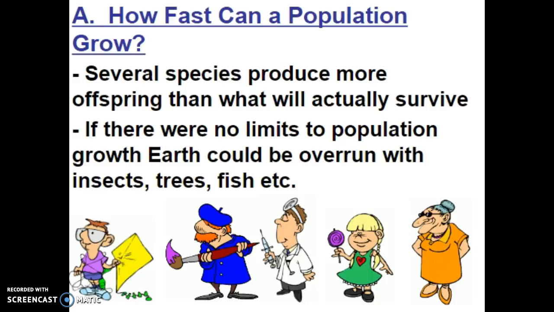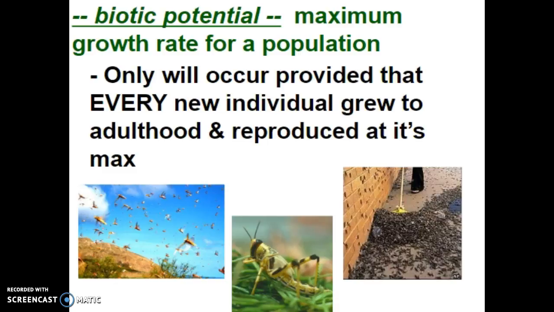We call that overproduction. So many species overproduce. If there were no limits to population growth, we would be overrun by those overproducing organisms. Insects, trees, fish, bacteria. Those types of organisms, because they overproduce, we would be overrun with those. There are limits to population growth, however.